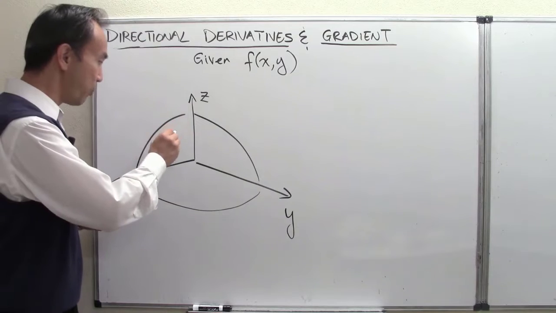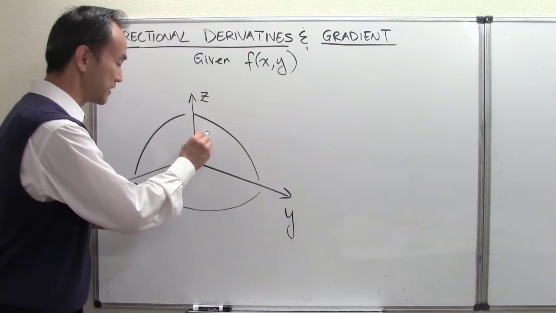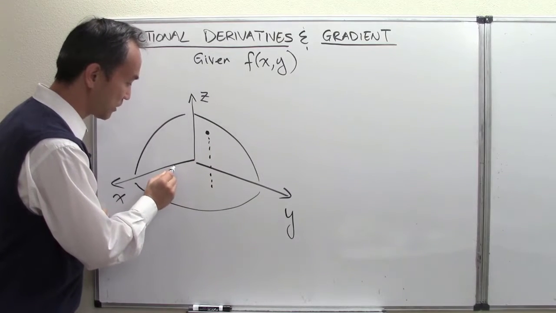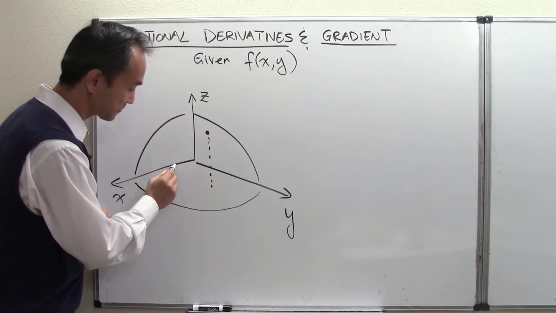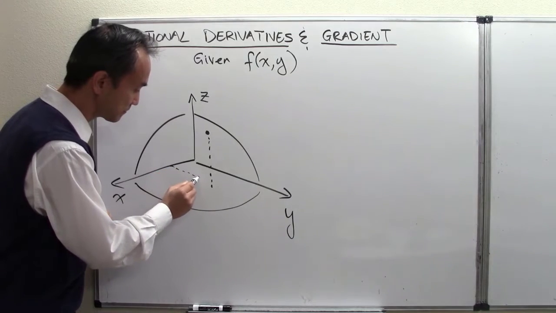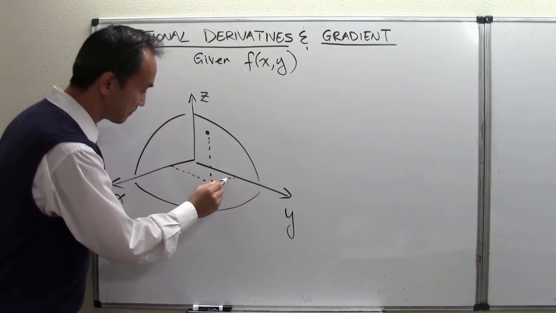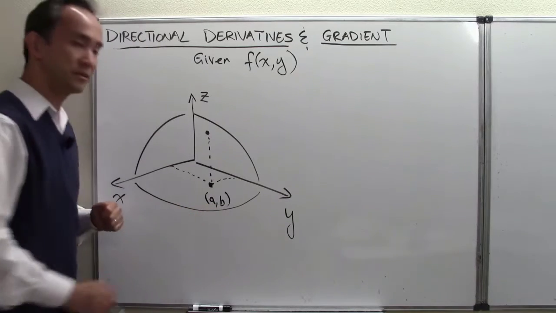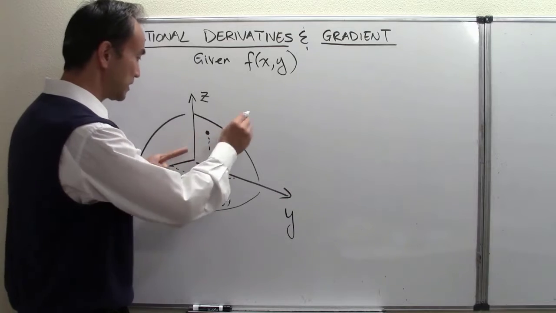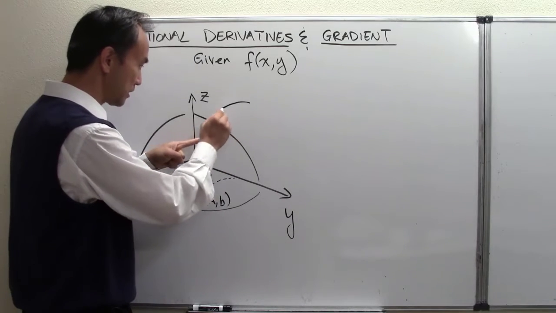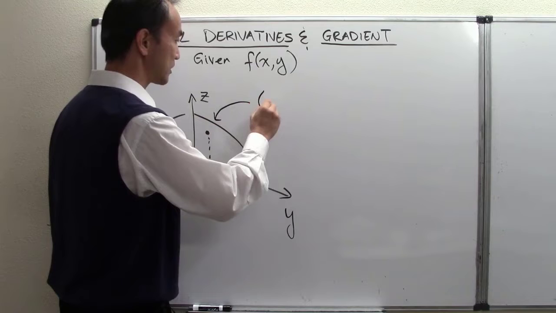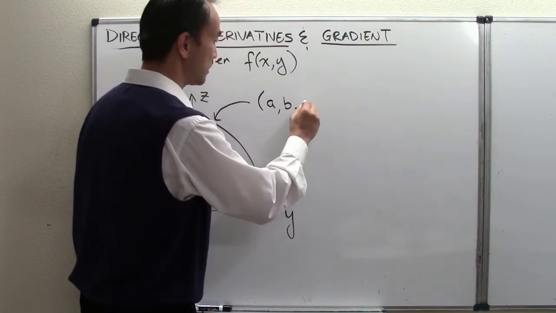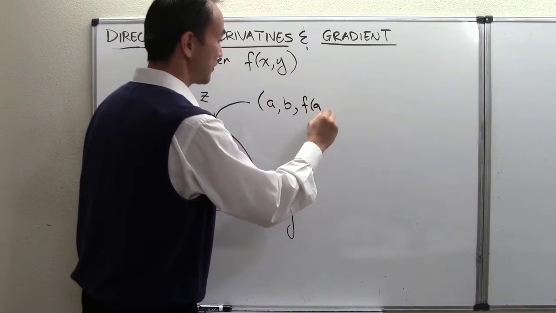Now there's a point on the surface. This point comes out from a point on the x and y floor, that point right there, some a comma b. So the actual point on the graph itself is at coordinate a comma b for x and y, and then the output value, the z value, is the function value f at a comma b.